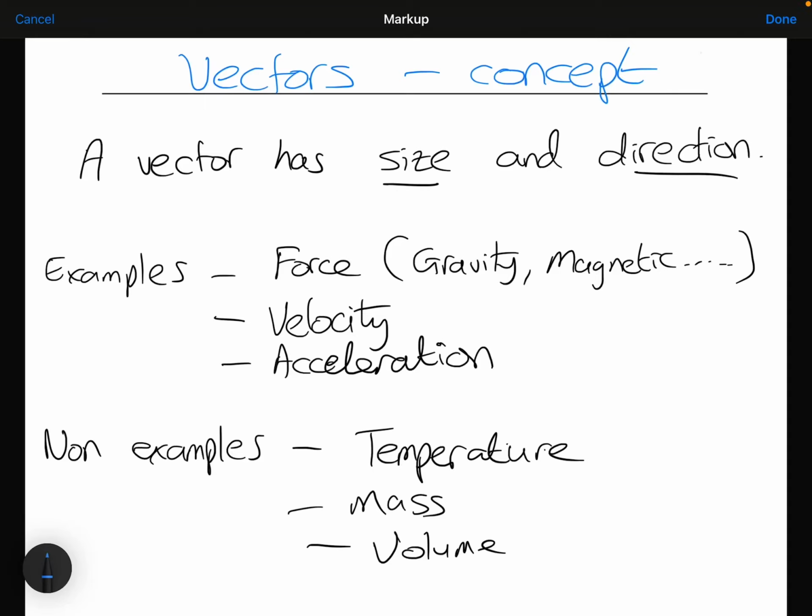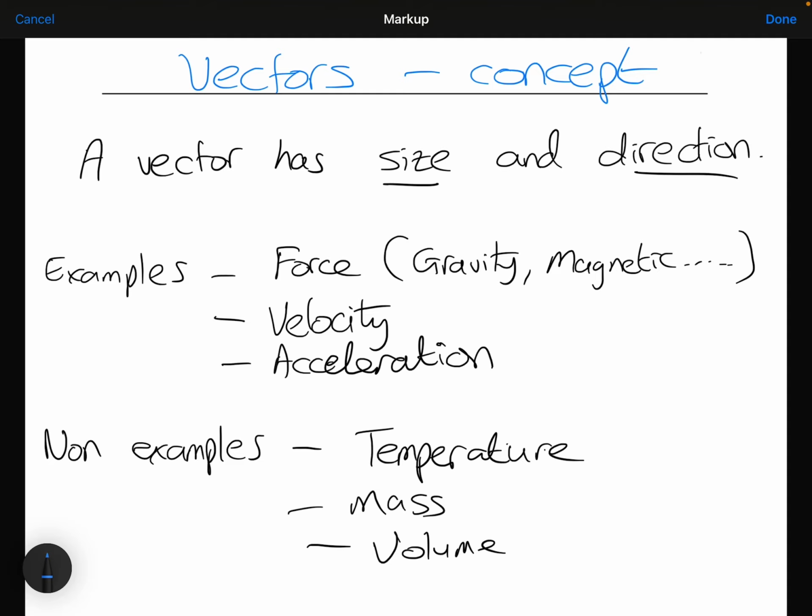This video is all about the concept of vectors. A vector is a quantity that has a size and a direction. For example, all forces. Gravity. The gravitational force that we feel on planet Earth has a certain size to it, and it has a direction, as in downwards towards the centre of the planet.